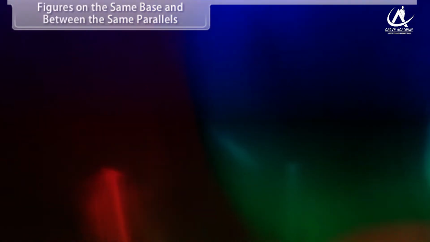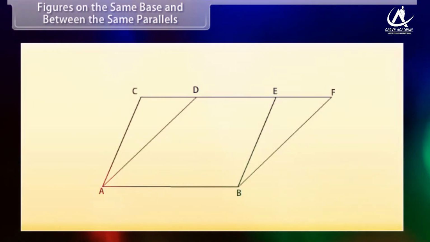Figures on the same base and between the same parallels. Now look at this figure. We can see that parallelogram ABEC and the parallelogram ABFD are on the same base AB. Also, the vertices C and E of the parallelogram ABEC opposite to AB and vertices D and F of the parallelogram ABFD opposite to AB lie on the same line CF, which is parallel to AB. So we can say that both the parallelograms lie on the same base AB and between the same parallels AB and CF.